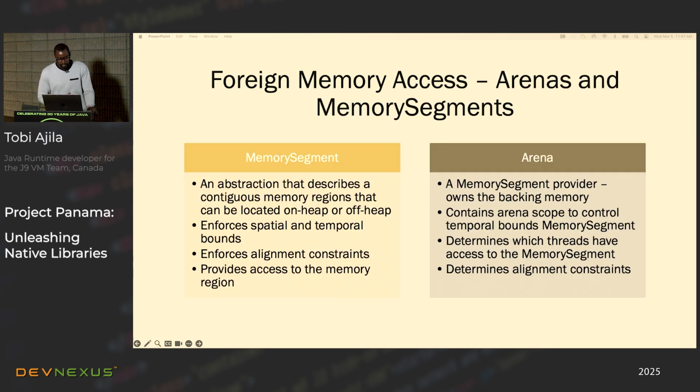So a memory segment is an abstraction that describes a contiguous memory region. And this memory region can be on or off heap. It enforces the temporal and spatial bounds. So temporal and spatial bounds exist in languages like C and C++.